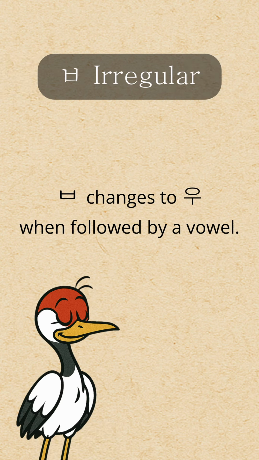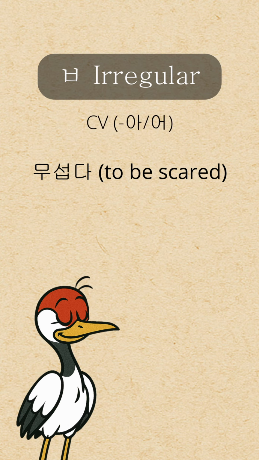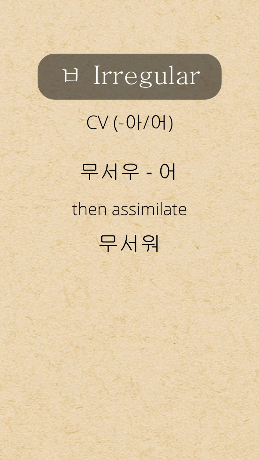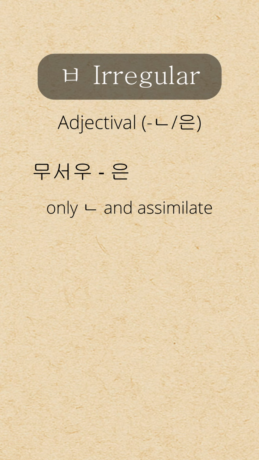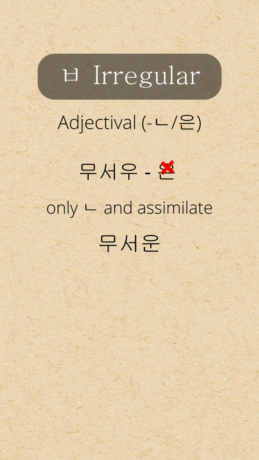ㅂ irregular. For verbs whose stems end in ㅂ, we remove the ㅂ and turn it into a 우 when appending a vowel first. 무섭다, to be scared. For the CV form, we remove the last letter and substitute it with the additional syllable, and then it assimilates with the CV vowel: 무서워. For the consonant construct, it again remains the same: 무섭습니다. And for the adjectival modifier, we again have to substitute the last letter ㅂ, but instead of using 은, we assimilate it into the last syllable, resulting in 무서운.